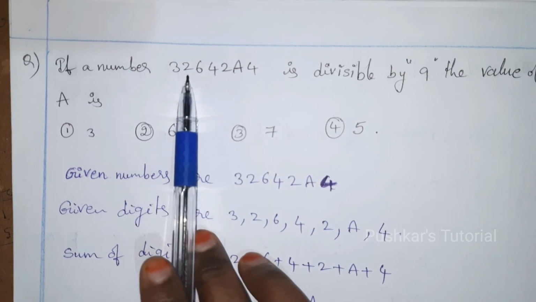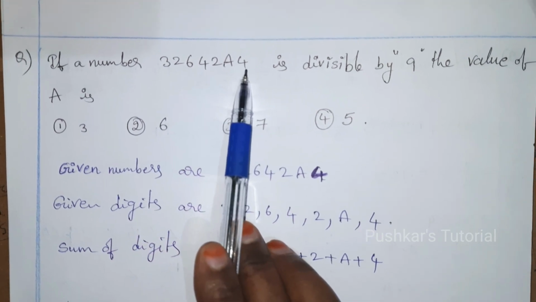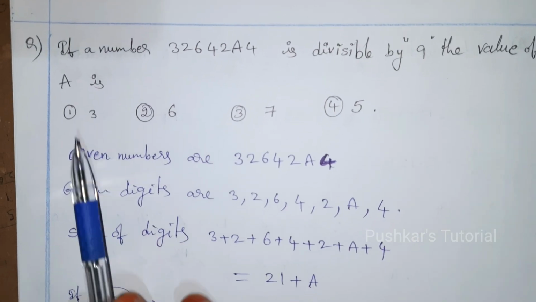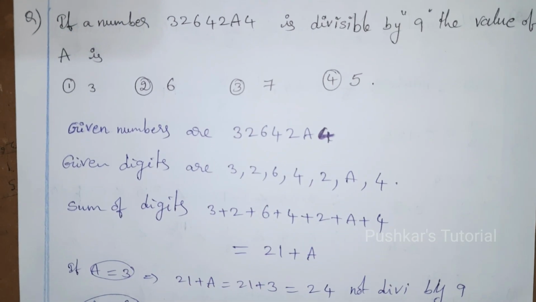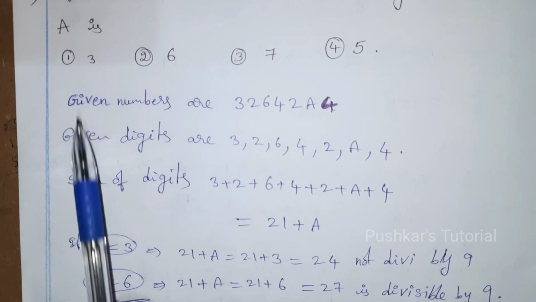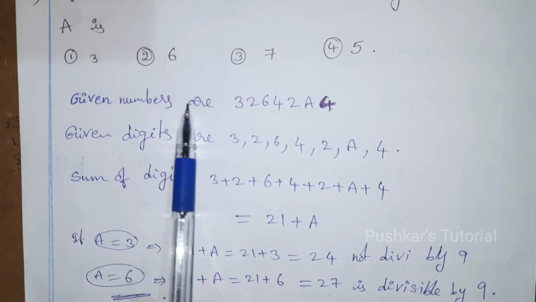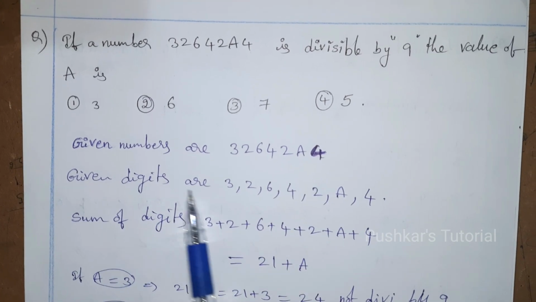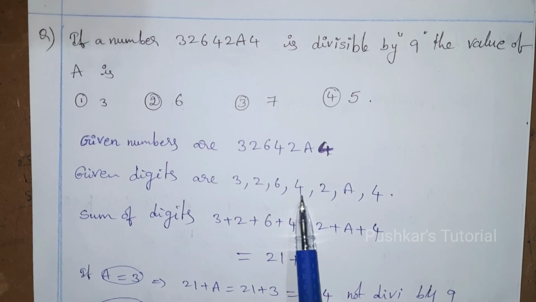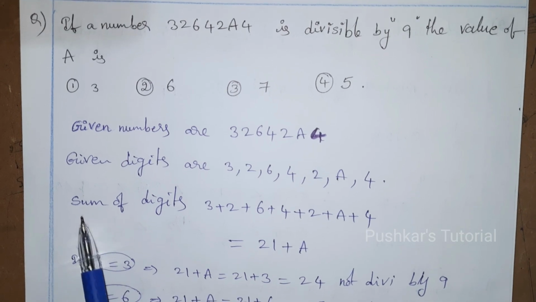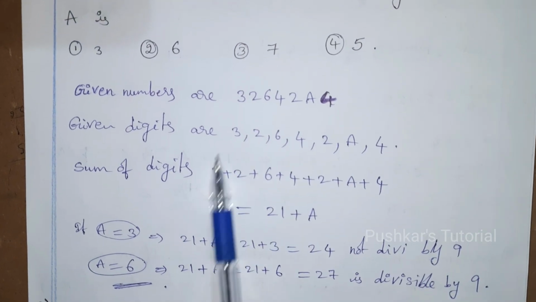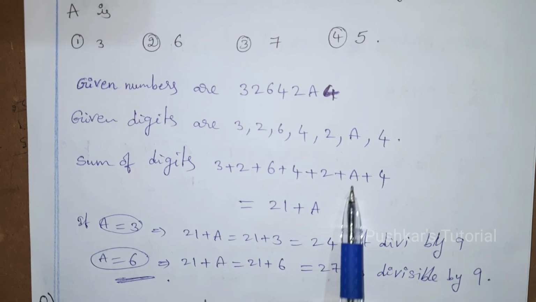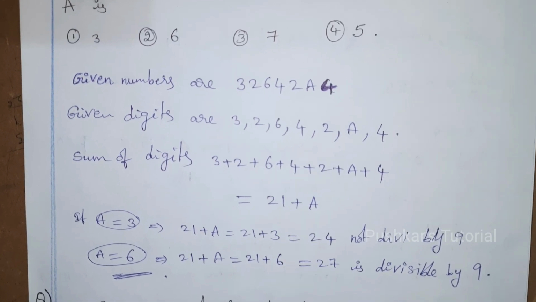If a number 32642A4 is divisible by 9, the value of A is, options 3, 6, 7, 5. So here we have to substitute the options one by one. Given number is 32642A4, so digits are 3, 2, 6, 4, 2, A, 4. So we have to take the sum of the digits: 3 plus 2 plus 6 plus 4 plus 2 plus A plus 4. All addition except A is 21. So 21 plus A.